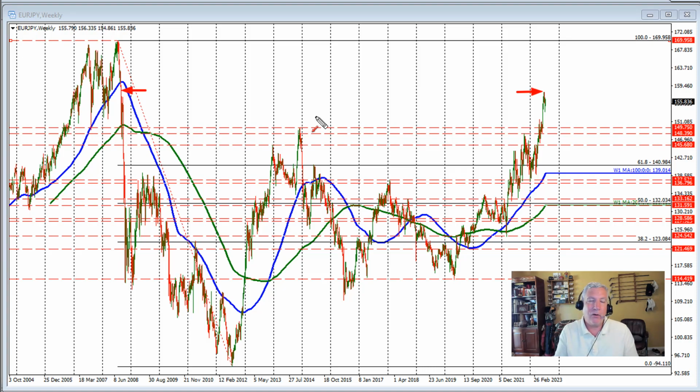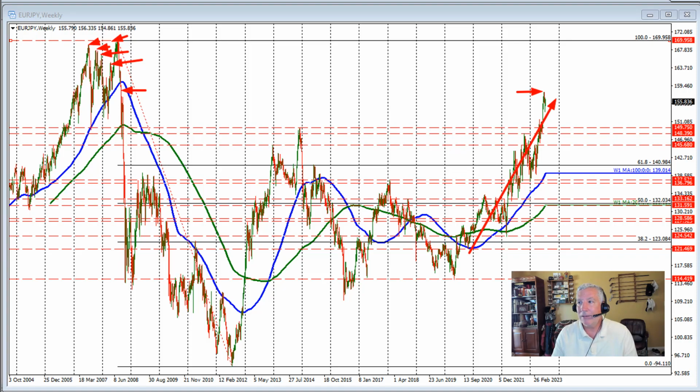helped by the idea that the ECB will continue to tighten, that the Bank of Japan will continue their yield curve control and not tighten, and that is propelling the Euro Yen to the upside, trading again at the highest level since 2008. So clearly the buyers are more in control through here, and there's really not a lot in the way of resistance until we get up toward the highs, 169.95-ish type level. Of course, there are other levels that are going to be in play, including this level, this level, this level.